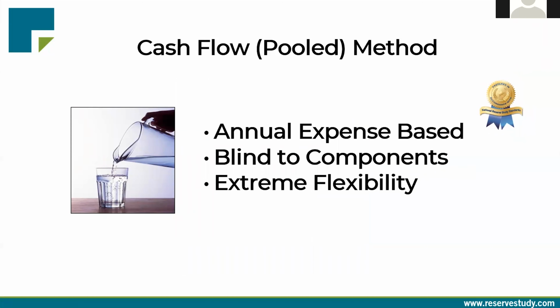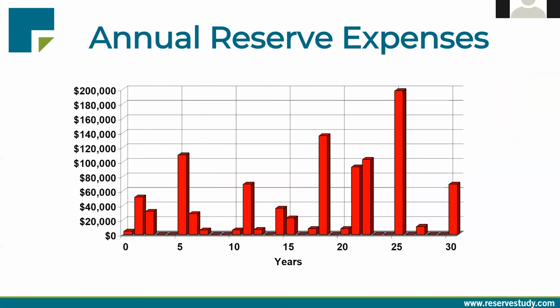This way of calculating reserve contributions focuses on the annual expense totals, not individual components. So for a 30-year plan, there are 30 expenses to deal with, no matter if you have 5 or 55 components. So in looking at the expenses over the years, the cash flow method doesn't care if a year's expenditure is for one project or a combination of projects. It's just how much reserves are necessary to pay the expense in a given year.